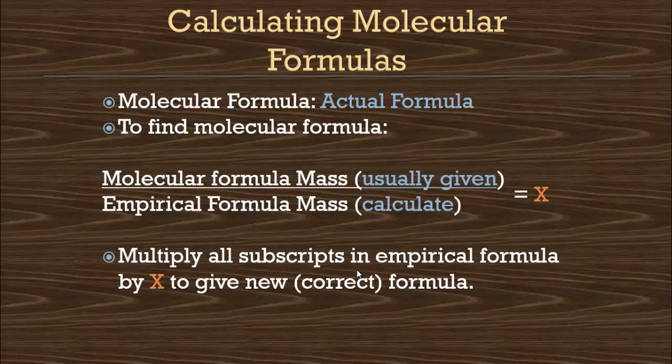Again, we know the empirical formula is a ratio of those elements to each other. So if we multiply 1 by x, we have to multiply them all by x to keep that ratio. And then of course, you're not going to reduce back down, because otherwise all you're going to do is reduce back down to the empirical formula.